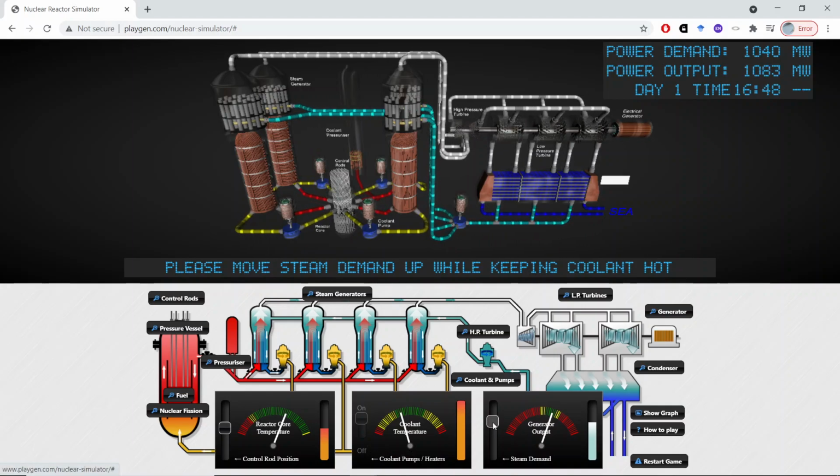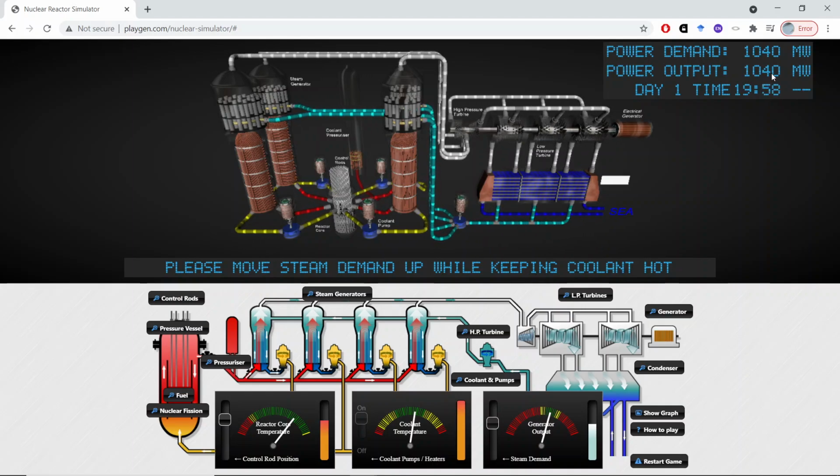I will decrease a bit here, I mean decrease steam demand, and now I'm almost matching the demand. Please move steam demand up while keeping coolant hot. Yeah. And if you want even finer, you see now I'm matching exactly the demand at 1 megawatt precision.